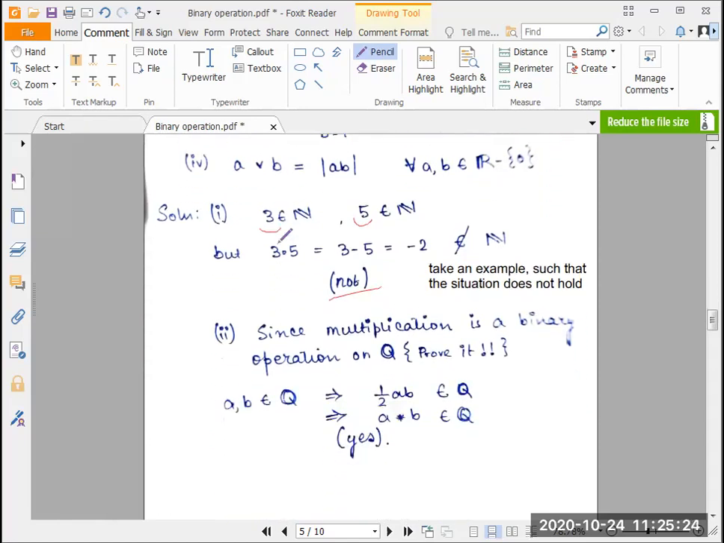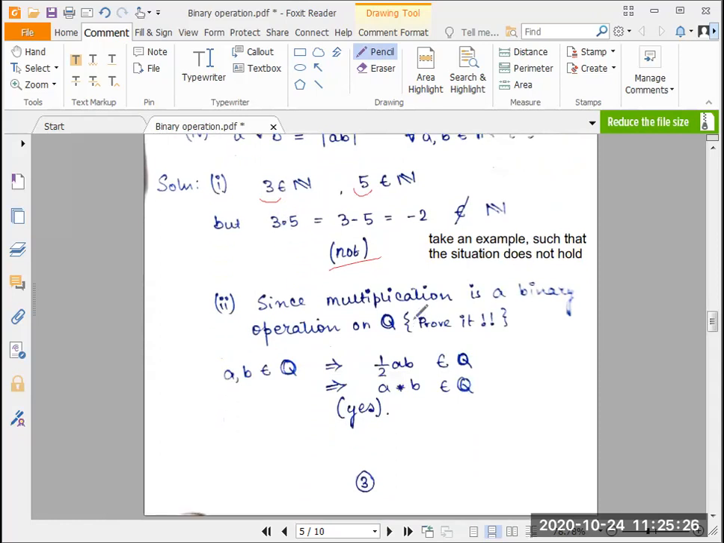Now here I want you to do an exercise. Multiplication is a binary operation on rational numbers in general. Since it's a multiplication, you use the basic procedure that I have shown in the first part. You take any two numbers, A and B. This time you do not take an example because you need to prove something, so you need to do it generally. You take any two numbers, A and B, from the set of rational numbers, and if you multiply them, that is AB or BA, irrespective of the order, you will find that AB will always be a rational number.